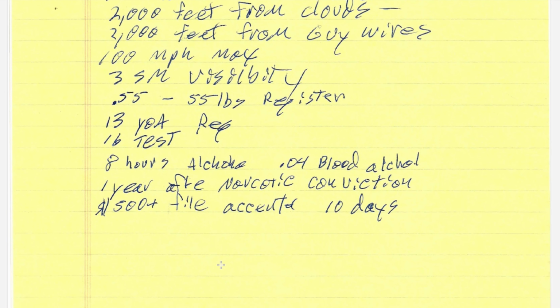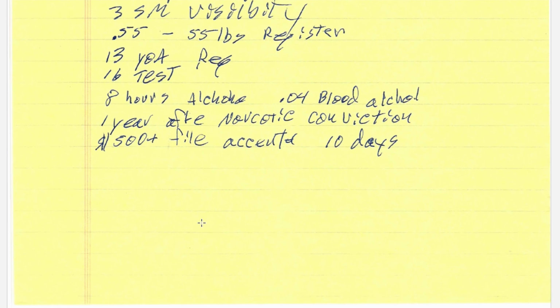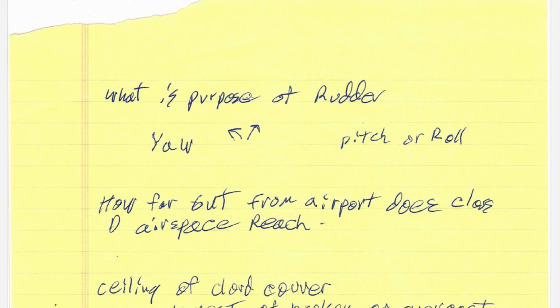If you do more than $500 in damage in an accident, you must report it to the FAA within 10 days or file a NASA report. Well, I think this is a question. What is the purpose of the rudder? And remember, you got yaw, pitch, and roll. Pitch is up and down. Roll, that's what your ailerons are going to do. And your yaw is side to side.